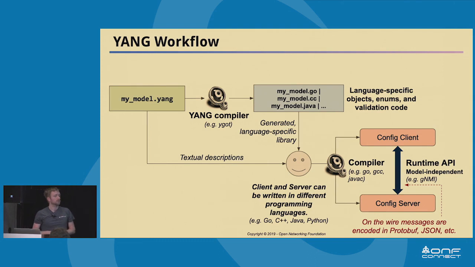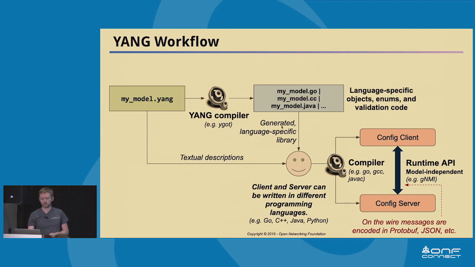So the next thing I want to talk about is what does a workflow look like for someone that wants to build a client or server? So you start with a Yang model, just like we did before, and we run it through a Yang compiler. And we can also generate language-specific objects, enums, and validation code. So for example, there are Yang compilers for Go, for C++, for Java, for Python. And these compilers are basically going to take the Yang models and generate either Python classes, Go structs, or C++ classes that are going to adhere to the Yang model, as well as provide some validation to make sure that the types are of the right format.